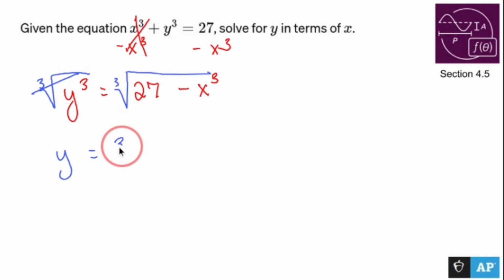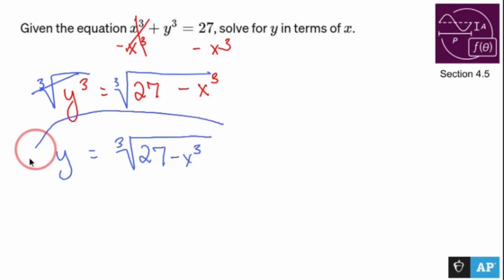So my final answer in the end is just this, the cube root of 27 minus x to the third power. And if you're like, can I simplify that? Nope. You're like, but they're both cubes. Nope, I'm subtracting. Can't simplify it. Can't do it. Don't even try.